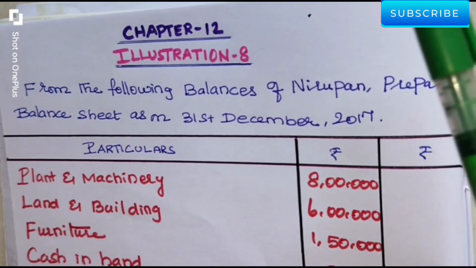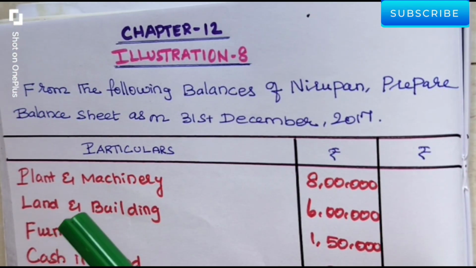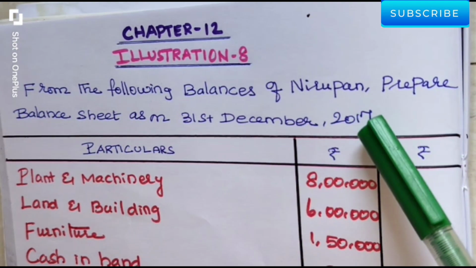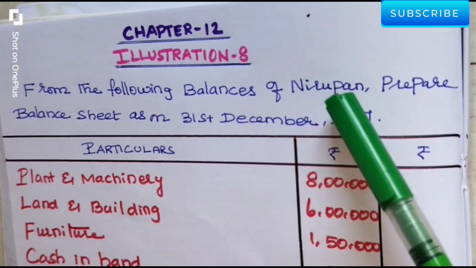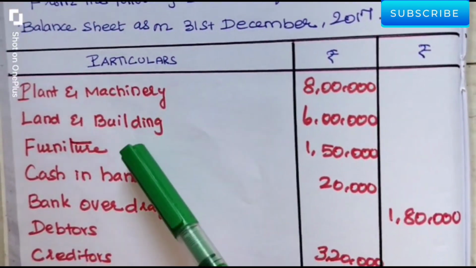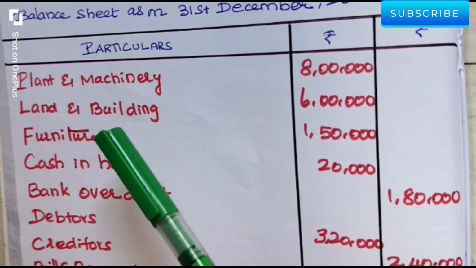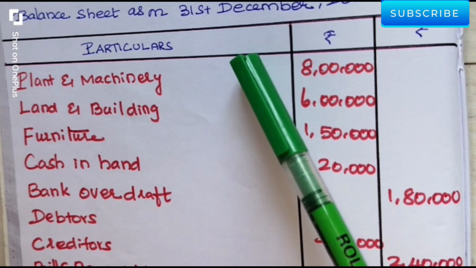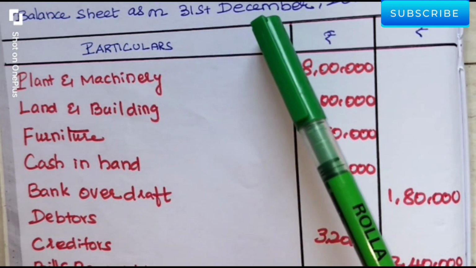So what we have to do for the given information? We have to prepare the balance sheet as on 31st December 2017. Whose book? In the books of Nirupan. Before we enter the given information into the balance sheet, we have to find out which item goes to which side, that means asset side or liability side.